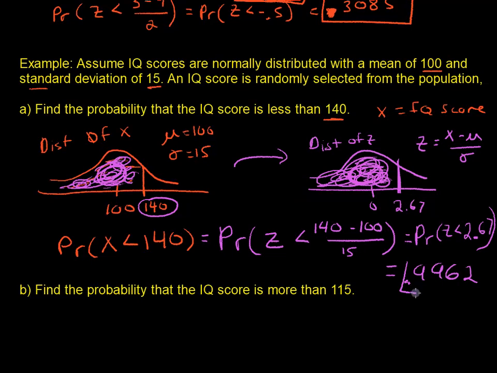So there we go, there's my answer, 0.9962. That's the probability that the randomly selected IQ score will be less than 140. So it's very likely that it will be less than 140.